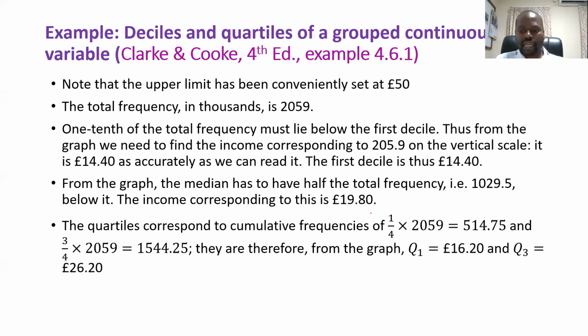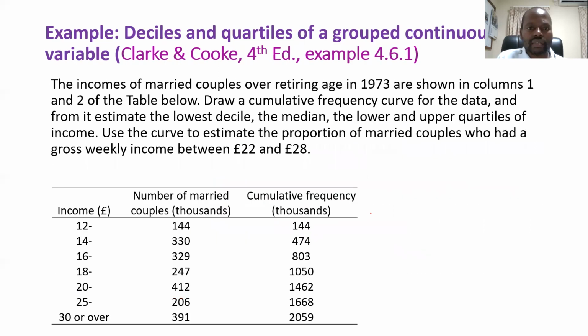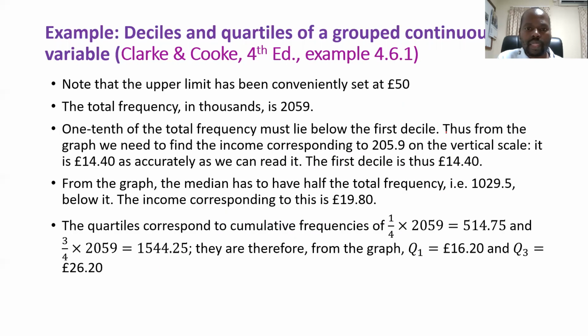And then what were we asked to get? We were asked also to get the lower and upper quartiles. So the lower quartile is 25% of 2059, and the upper quartile is 75% of 2059. That is, 1/4 of 2059, which is this, and then we have 3/4 of this, which is that.